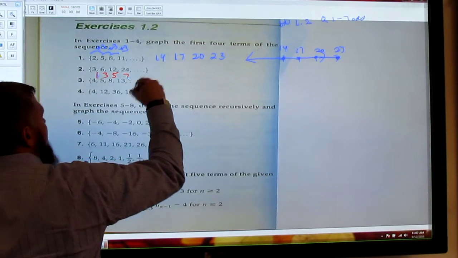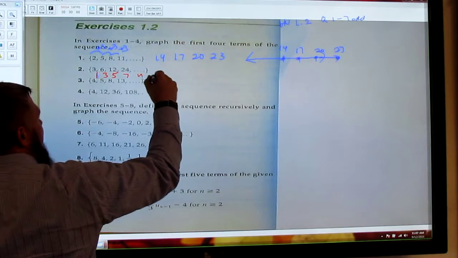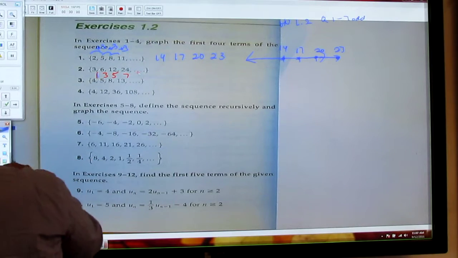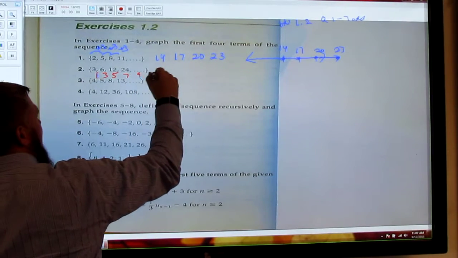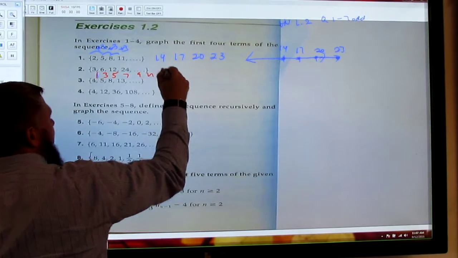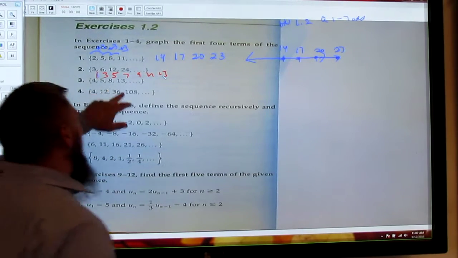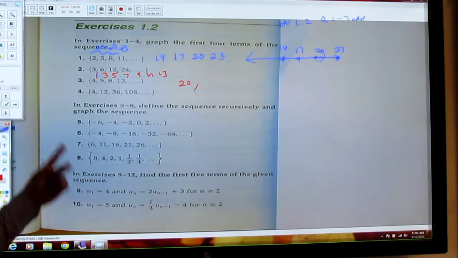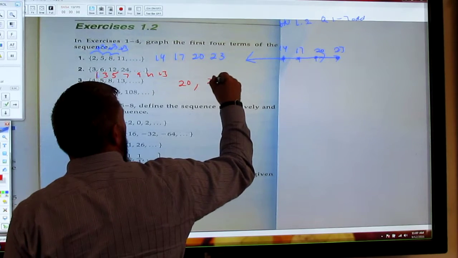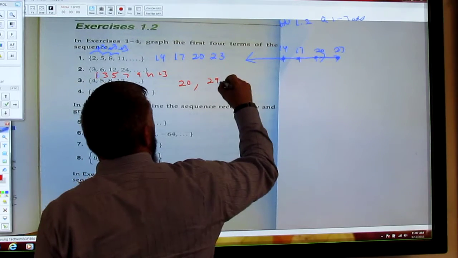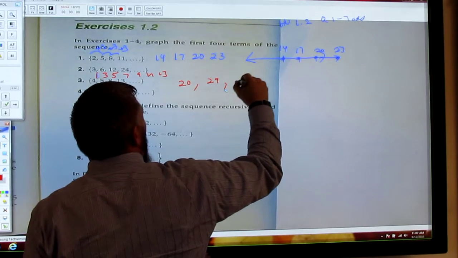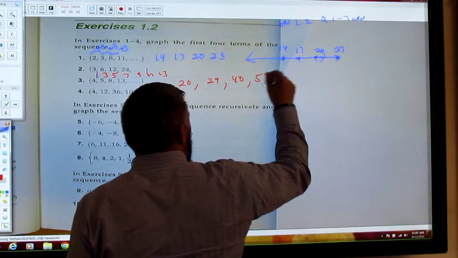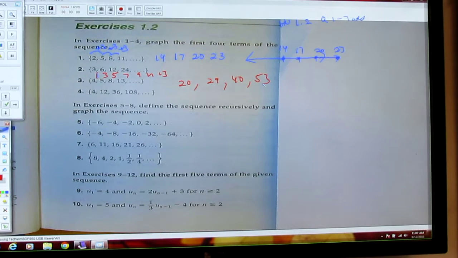So 7. Good. Yeah, 1, 3, 5, 7, 9, 11, right? So it'd be 7, then 9, 11, and 13. So then it'd be 13 plus 7, which is 20, then 20 plus 9, 29, and 29 plus 11, 40. Good. And 40 plus 13, 53. Good. That's all we're asking for.